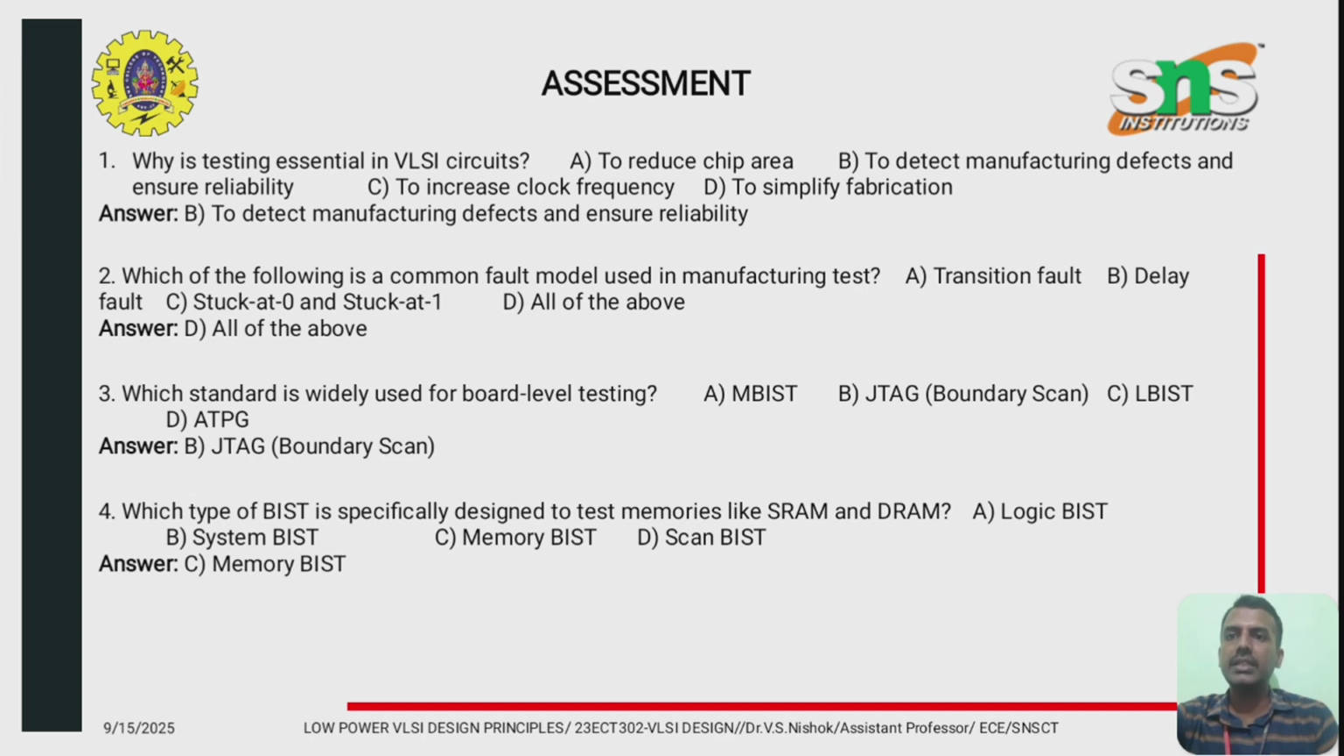Which standard is widely used for board level testing? JTAG is the right answer. Which type of BIST is specifically designed to test memories like SRAM and DRAM? Memory BIST is the right answer.